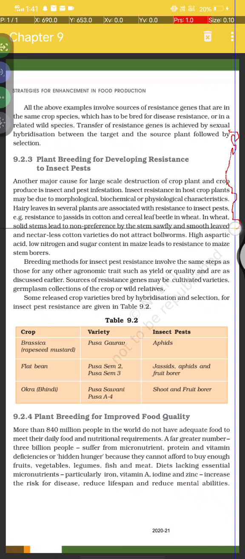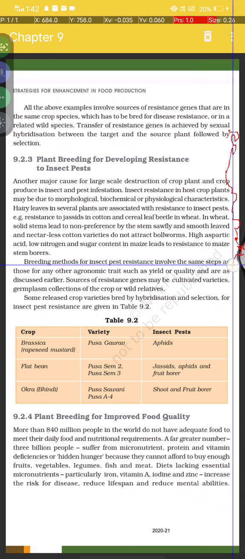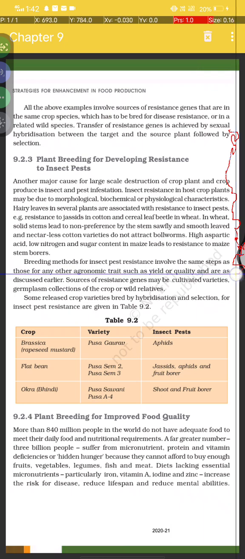In wheat, solid stem leads to non-preference by the stem sawfly, and smooth leaved and nectar-less cotton varieties do not attract bollworm. High aspartic acid, low nitrogen and sugar content in maize lead to resistance to maize stem borer. Breeding methods for insect and pest resistance involve the same steps as those for other agronomic traits such as yield or quality, as discussed earlier.